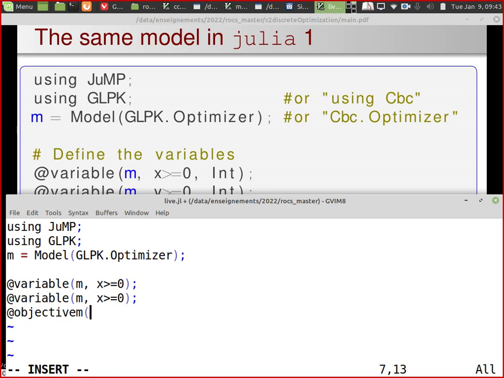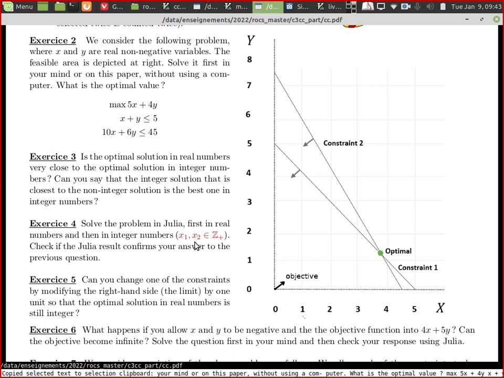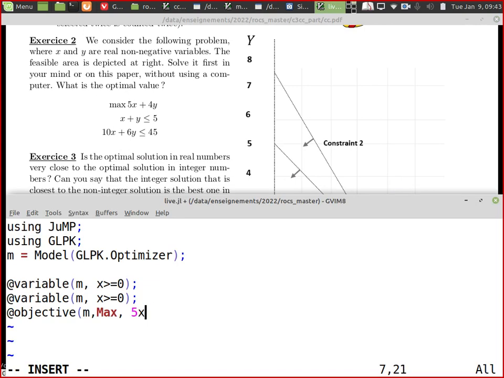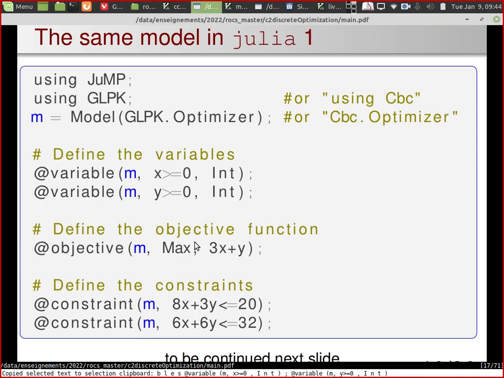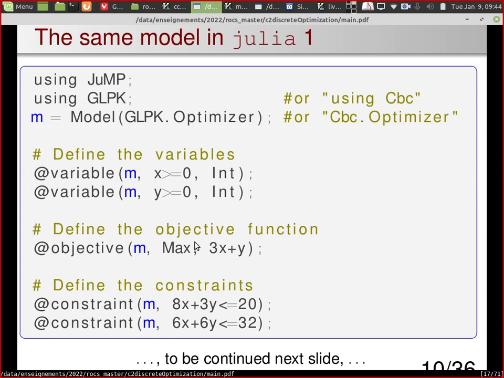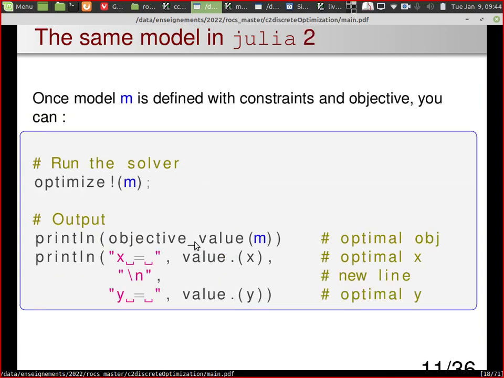Objective. M max. Our objective is 5x plus 4y. Then I think we have constraint M. What do I have? x plus y less than or equal to 5. And constraint 10x plus 6y less than or equal to 45. We have this. Okay. It's not very, very difficult.